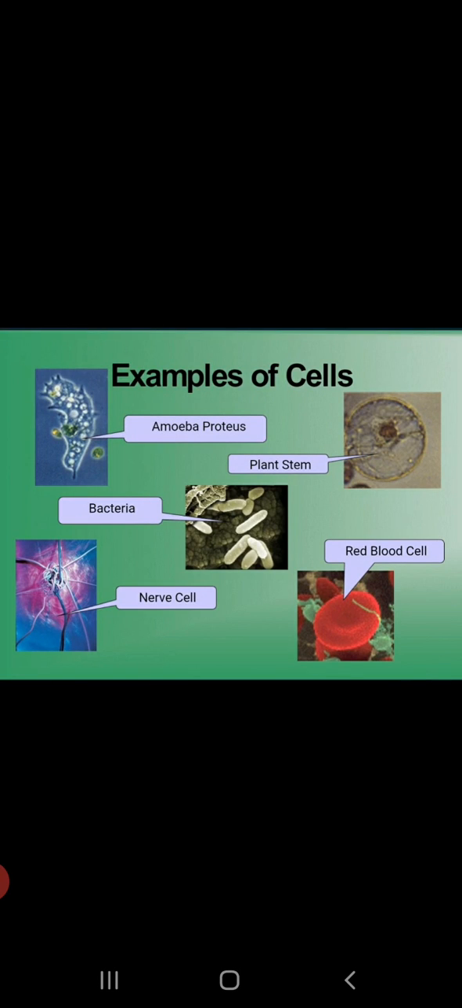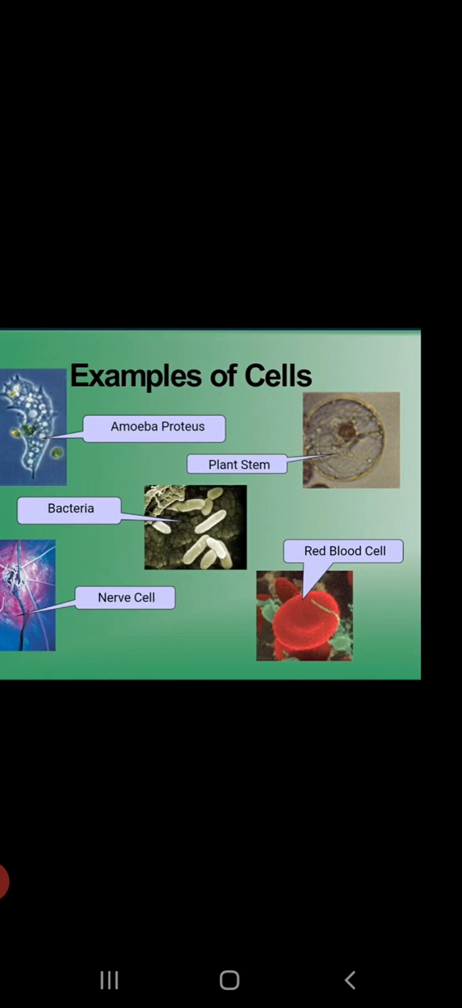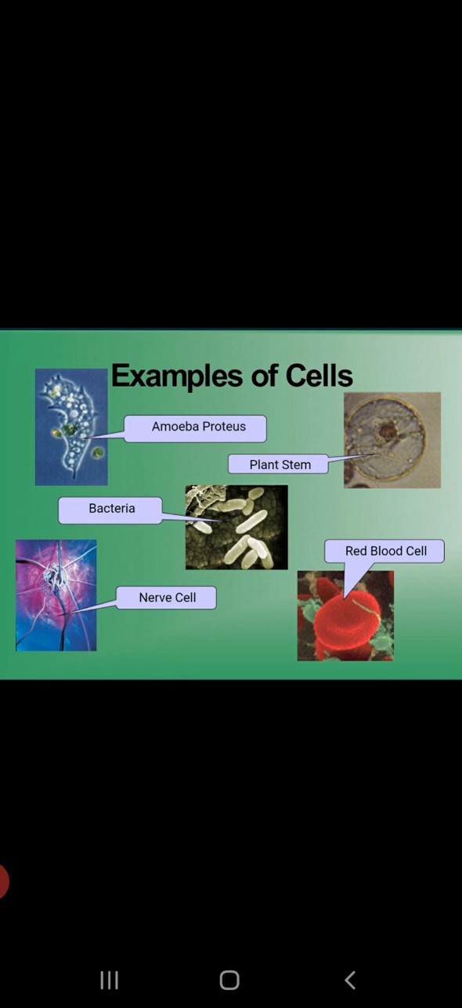Yes, children. So the science that deals with the study of cells in particular, their structures and functions, is called cytology. It is also called cell biology. Some of the examples of cells include amoeba, bacteria, nerve cells, RBCs, which we also call red blood cells. So these are some common examples of the cell.